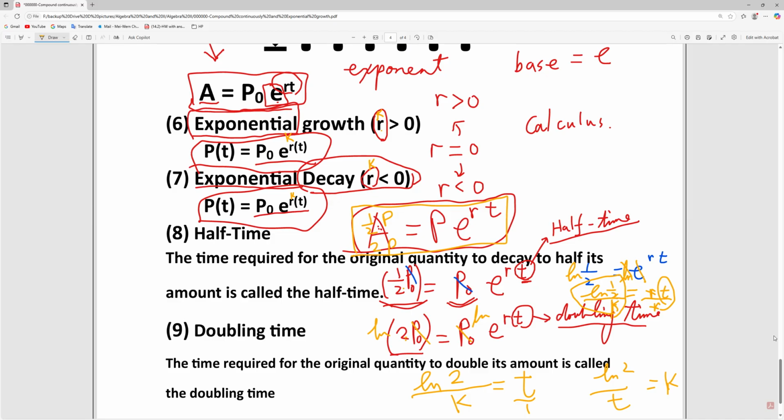Okay, so another concept I want to teach you is to try to minimize the number of formulas you need to memorize. But if you insist you want to memorize, that's good for you. You can memorize, but make sure you memorize correctly.